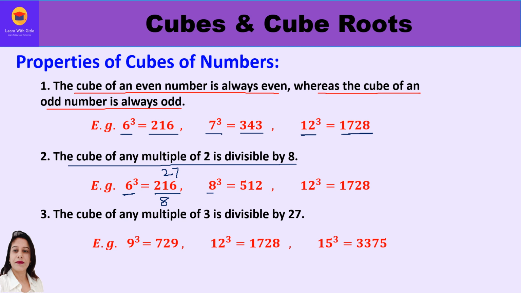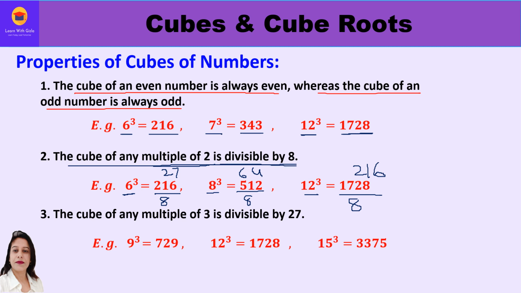Similarly, a multiple of 2 is 8. 8 cube is 512. If I divide it by 8, I will get 64. That means it is fully divisible by 8. 12 is again a multiple of 2. 12 cube is 1728. If I divide it by 8, it is also fully divisible and I will get 216 as a quotient. So cube of any multiple of 2 is actually divisible by 8, right?